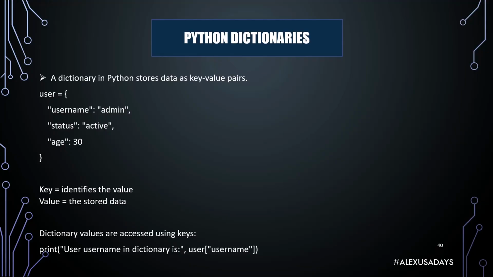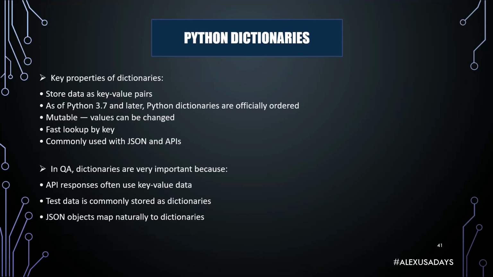And you can see we can store different data types. So age is integer, and active and admin are strings. Key identifies the value, and then the value stores the data. Dictionary values are accessed using keys. So for example, if you would like to access values stored under username, you would do something like that. User, square brackets, username.